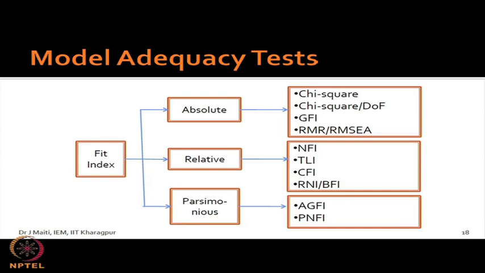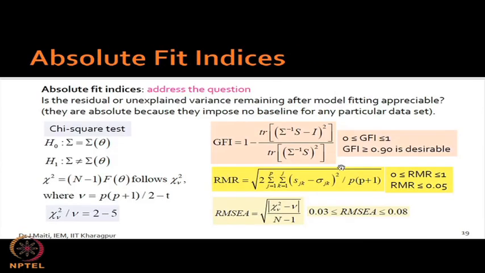And I think almost all the indices are based on the chi square value. So, we will discuss a little of this. For example, absolute fit index answers this question: is the residual or unexplained variance remaining after model fitting appreciable? So, we do something like this: there will be a null and an alternate hypothesis. The null hypothesis says that sigma equals sigma theta, that what you have estimated is correct, and alternatively you are saying no, they are not correct.